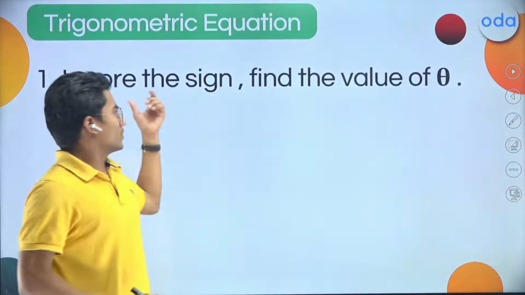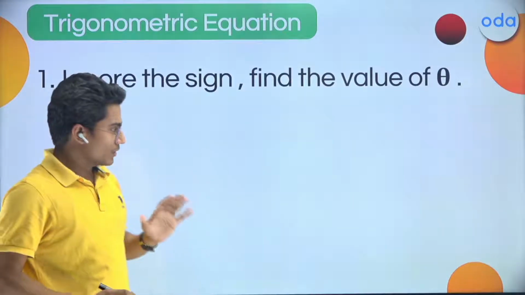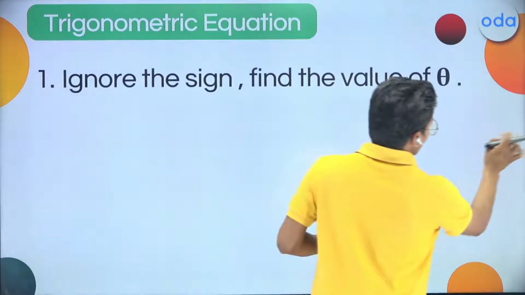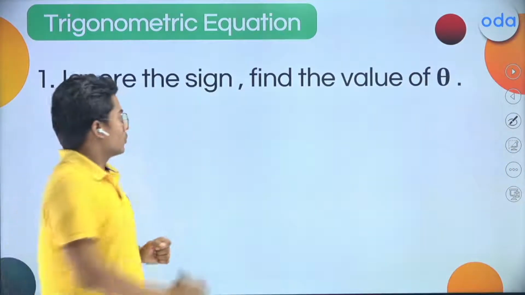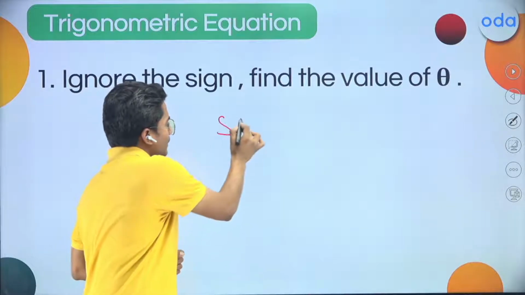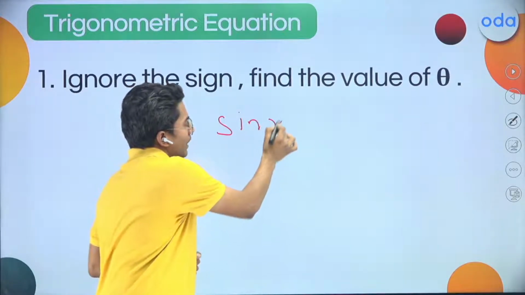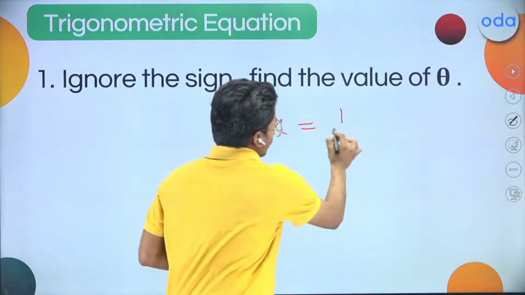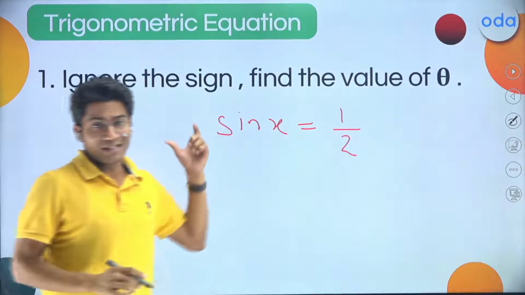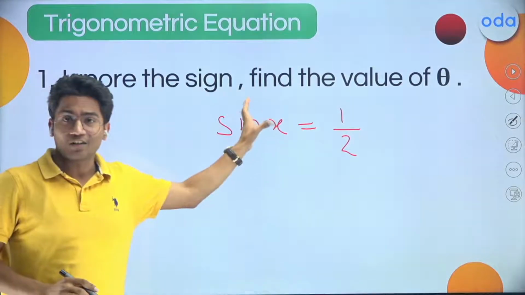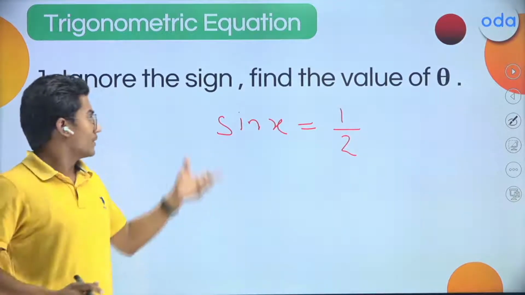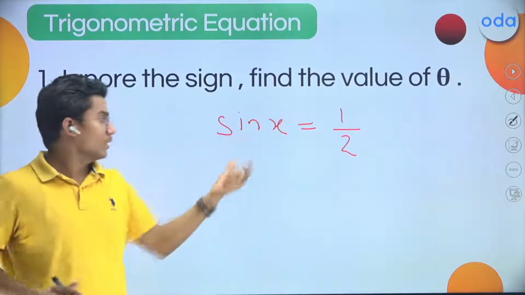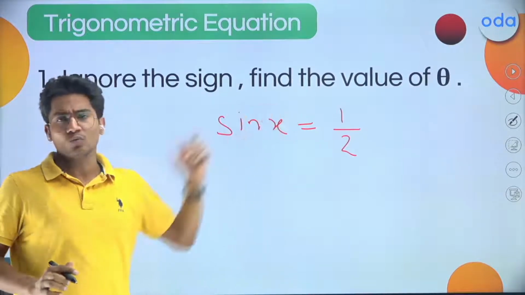So first, just ignore the sign and just focus on the given value. So here we have sine x equals 1 by 2. So what does it say? You just have to ignore the sign, whether it is positive or negative, and just find the value of theta for which we can have sin x equals 1 by 2.